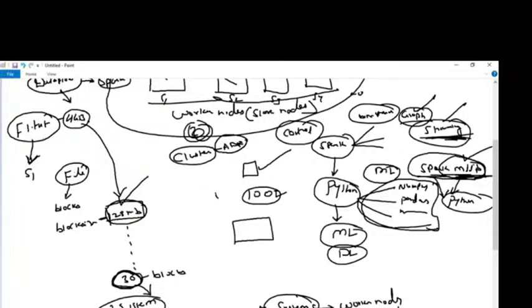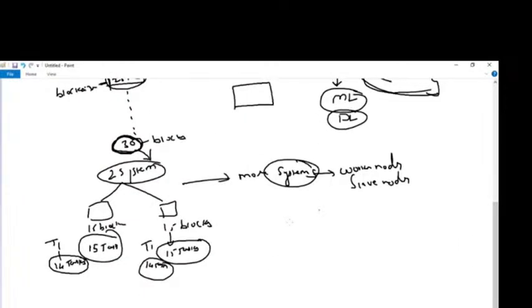And initially, when Spark was introduced, Apache Spark, we say Apache Spark. Spark was introduced by Apache. Understand this?